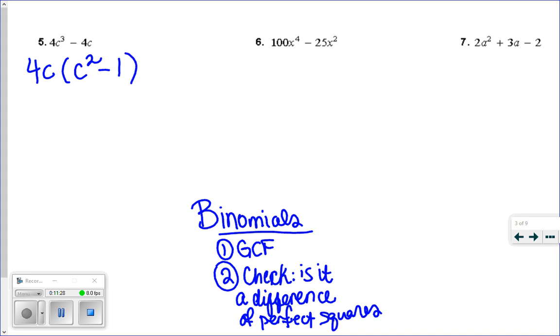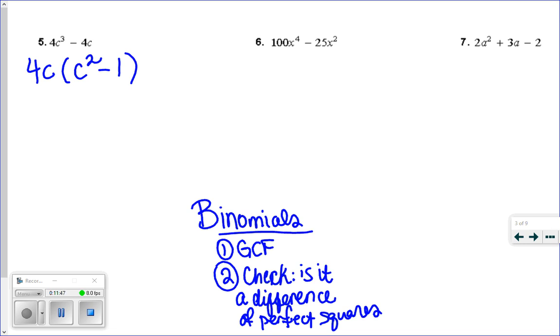So this is a really good example of what I'm trying to get you guys to see. When we looked at it originally, if we had just said, is that a difference of squares at the very beginning, our answer would have been no. Because c to the 3rd is not a perfect square, c is not a perfect square. But that's because we haven't pulled a GCF out.